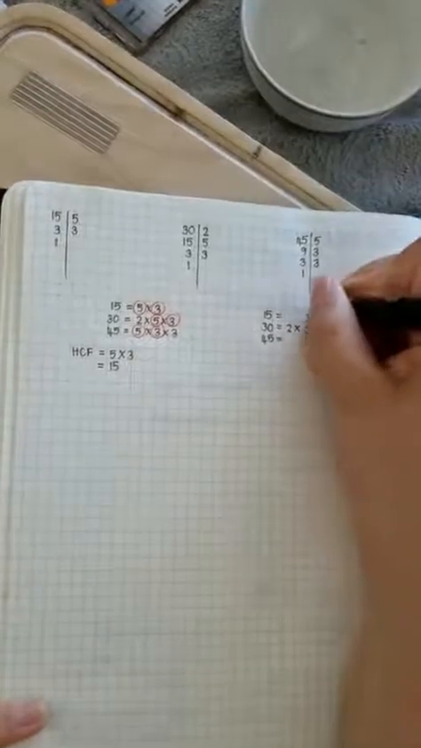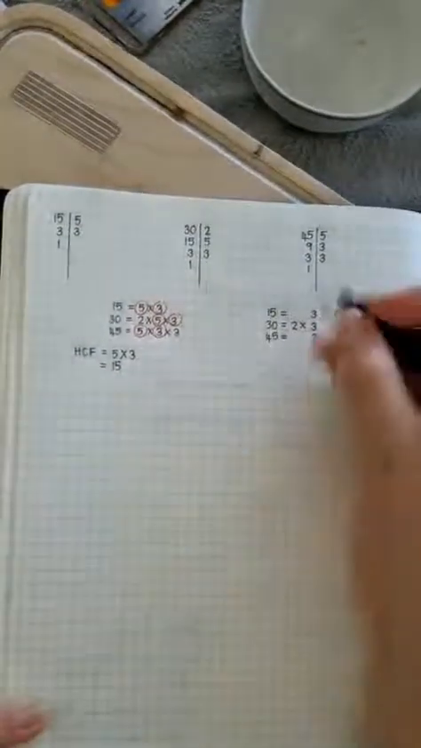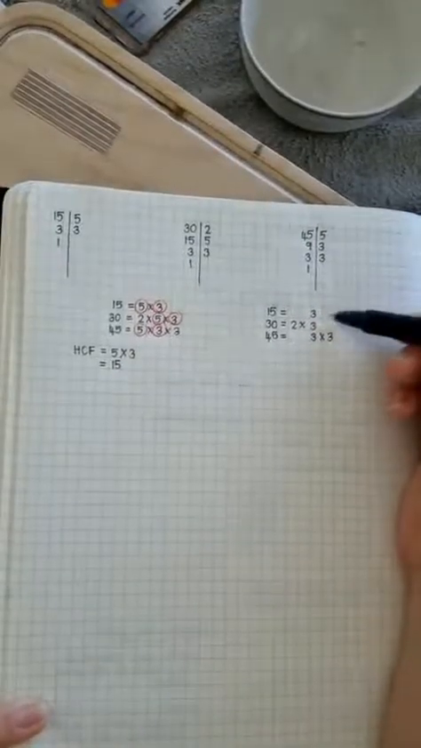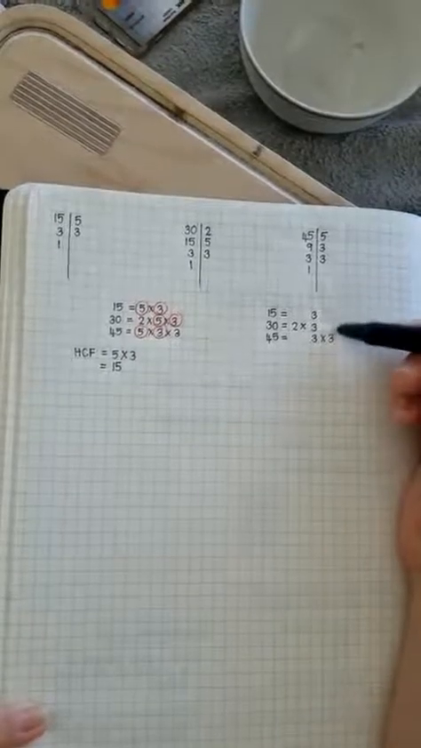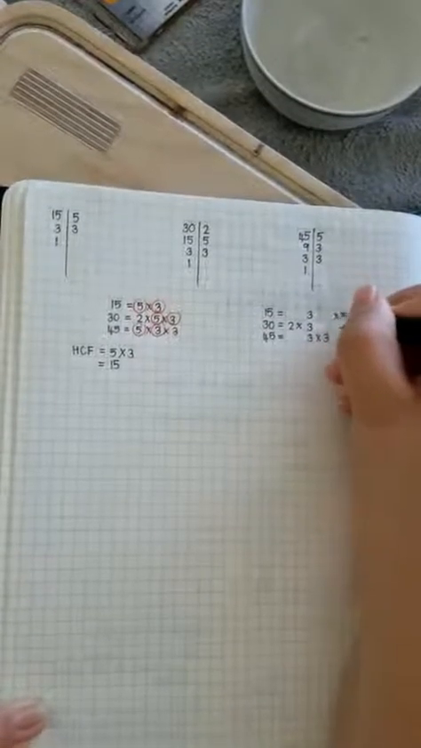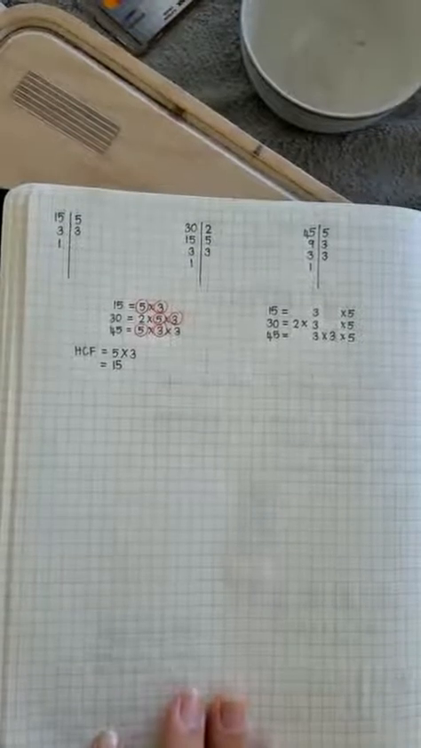Now 15 only has one 3. Let me rather take away that times. I'll write it in front of the next number instead. This one only has one 3, but 45 has 2 3s. So I'm going to write down the second 3 there. Then I'm going to leave gaps here because the other 2 numbers don't have second 3s. But the other 2 numbers do have 5s. So I'm going to do a times 5, times 5, and then times 5 as well. So that is how you need to set up your prime factors when you're finding the LCM, if you want to use my method.